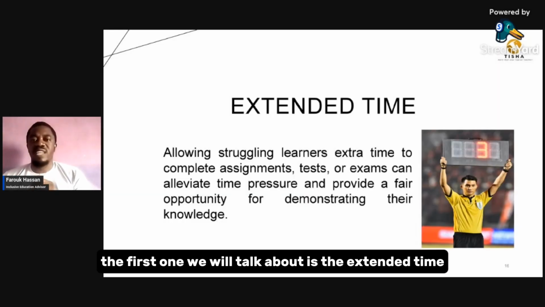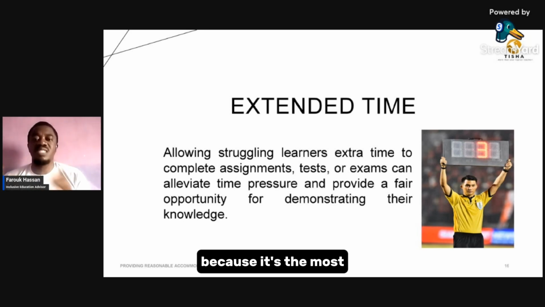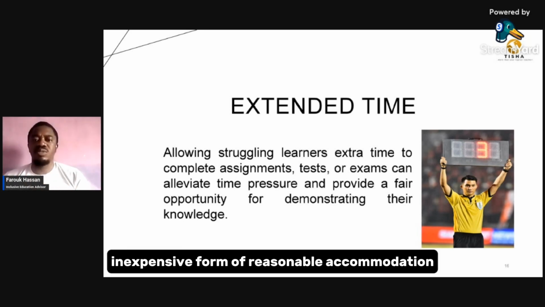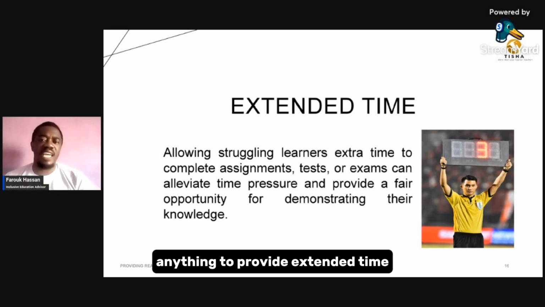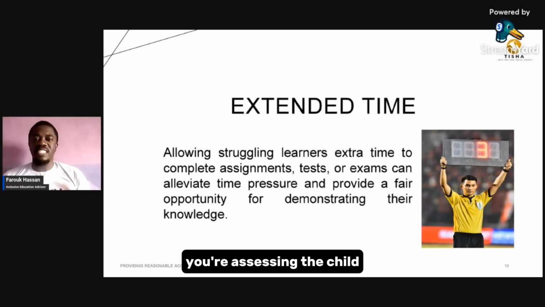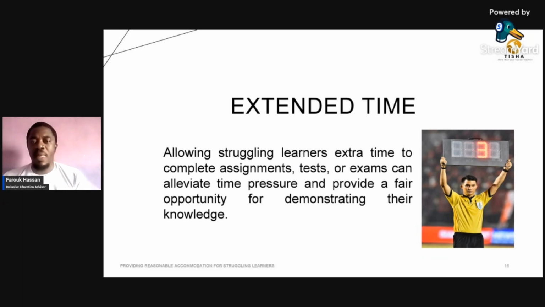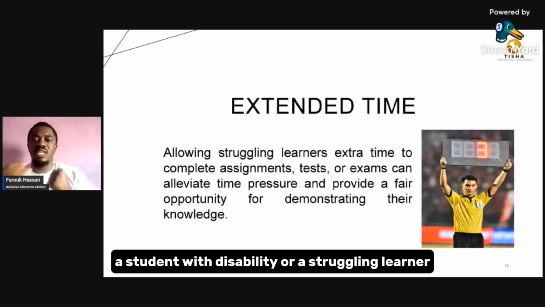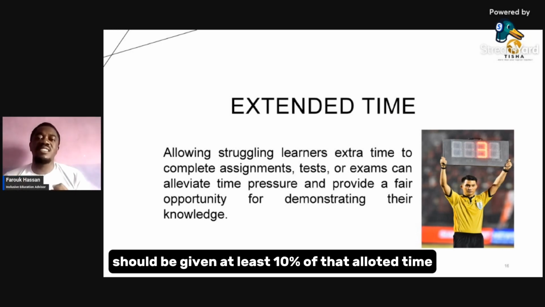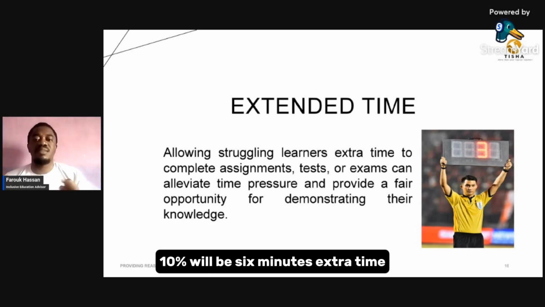The first one we're going to talk about is extended time. I love this type of reasonable accommodation so much because it's the most inexpensive form of reasonable accommodation. You don't need to spend anything to provide extended time. Extended time works in a way that you provide a specific percentage of the allotted time to the student in question. Let's take, for example, you're assessing the student in a particular subject, and the allotted time for the assessment is an hour. If every other typical student is given an hour, a student with disability or a struggling learner should be given at least 10% of that allotted time. That means if you're providing 60 minutes, 10% will be 6 minutes extra time.